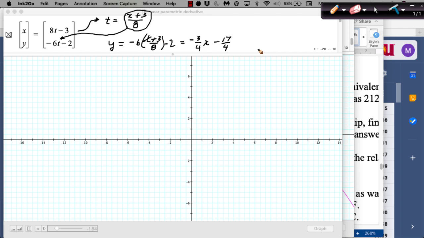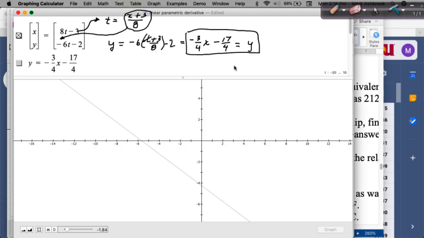Okay, so is y a function of x? Yes. y is a function of x. What kind of function is it? Linear function, right? So let's graph that line. Here we go. So that's our line: negative 3/4 x minus 17/4. And then, do we rewrite it in a different way parametrically?